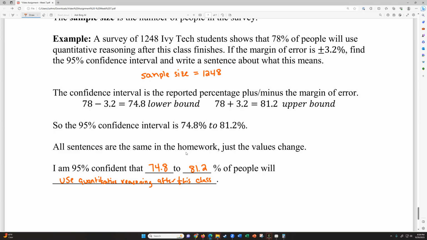So what we're saying is, even though they said 78% of people will use it after this class, that's not an exact science. It's more likely that it's somewhere between 74.8 and 81.2%, using the margin of error at this 95% confidence. All right, so that's it.